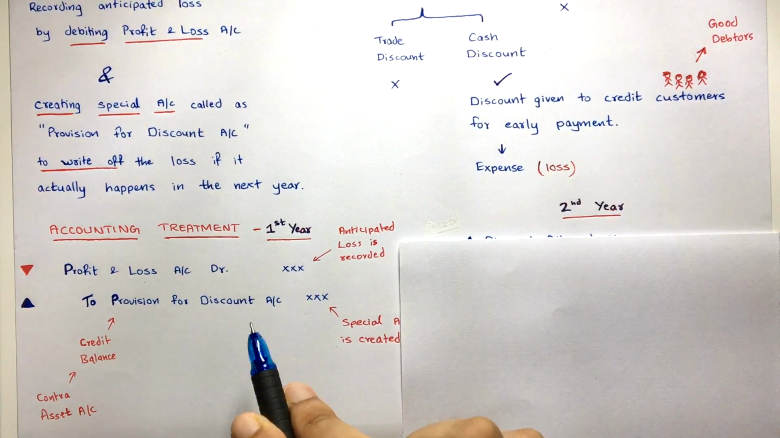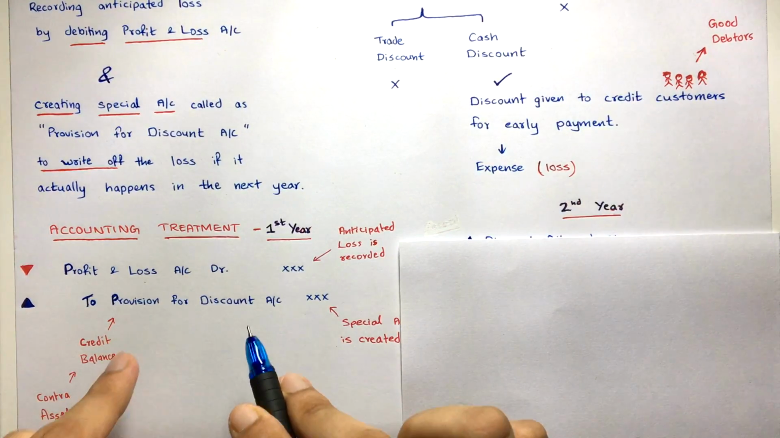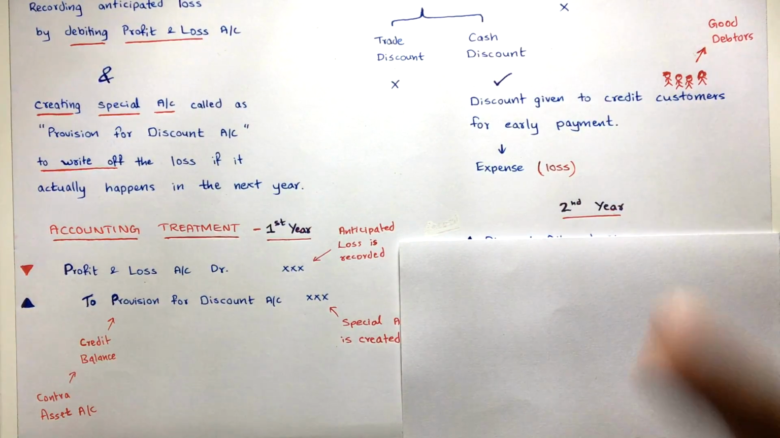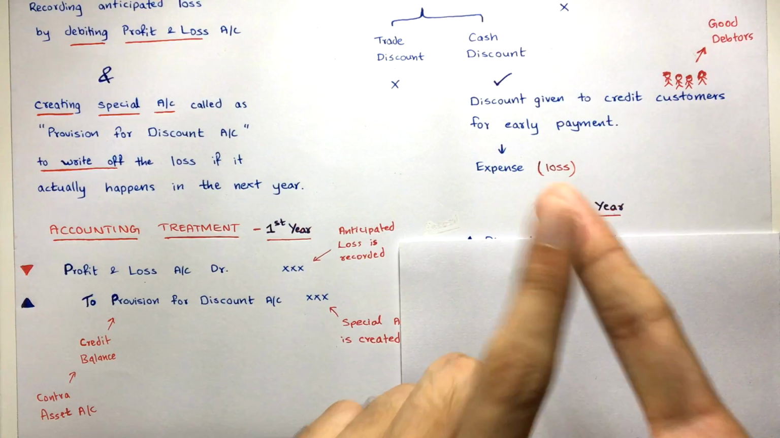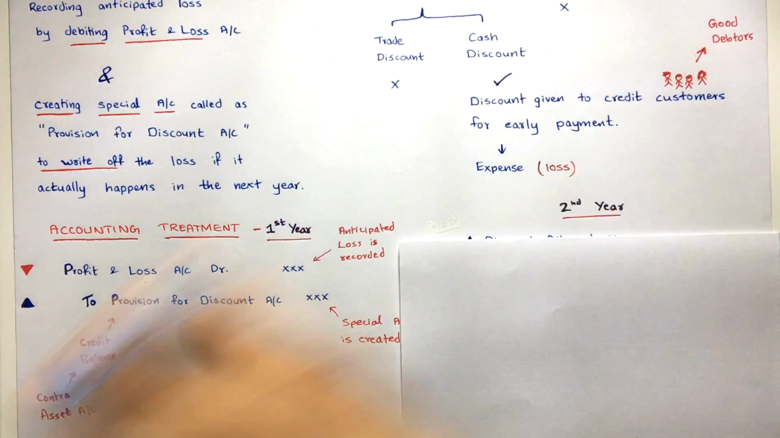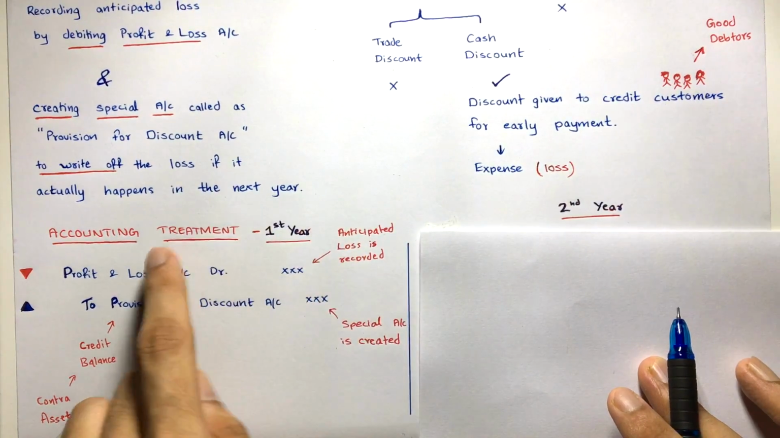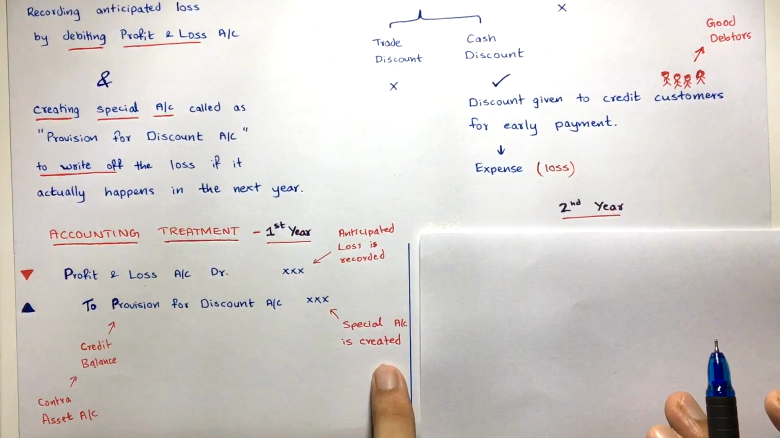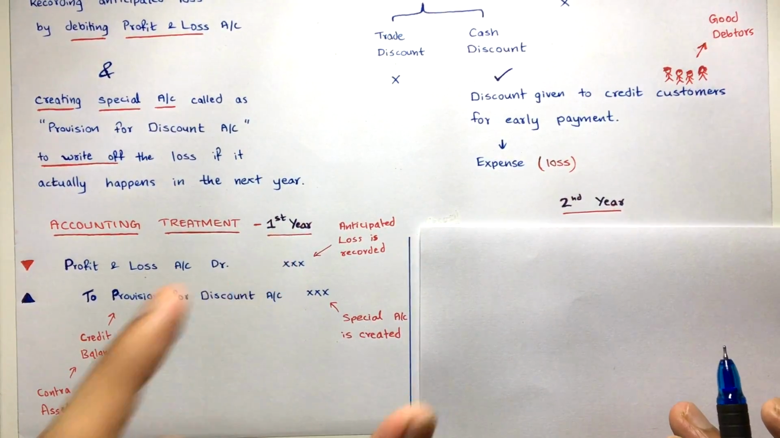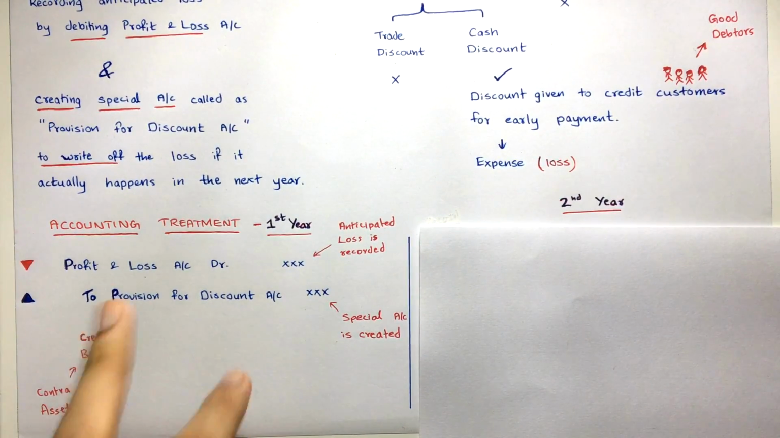This is a contra asset account. Understand, this provision for discount account now will act against your receivable balance, or you can say the debtors balance. That is why it's called a contra asset account. It's against the asset. Okay, it will have a credit balance, so that is why to increase it you will have to credit it. Fine. Anticipated loss is recorded by debiting profit and loss, and a special account is created, a contra asset account called provision for discount, by crediting it. Fine. Simple. This entry you will pass.